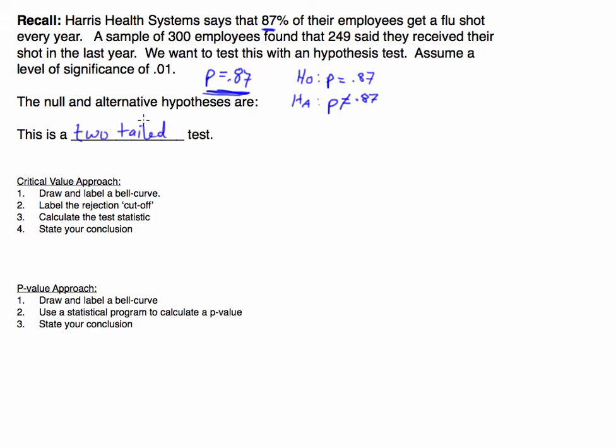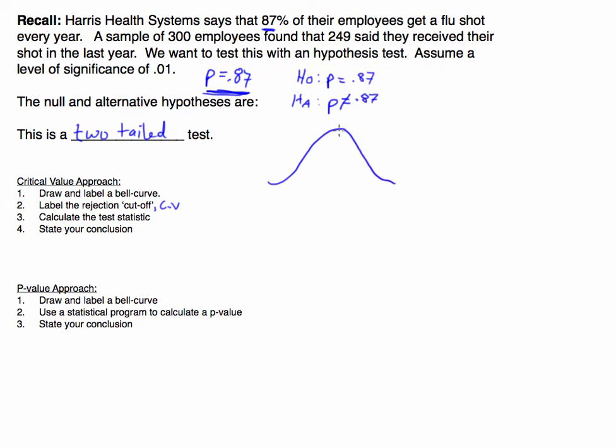A two-tailed test means that when we draw and label our bell curve, it's going to have two tails, two rejection regions. So let's first solve with the critical value approach, and then we'll go through the p-value approach. Let's draw and label the bell curve. We're going to label the rejection or cutoff, and at that cutoff we're also going to find our critical value. We'll find our test statistic to see if it's in the critical region, and then we'll state the conclusion.